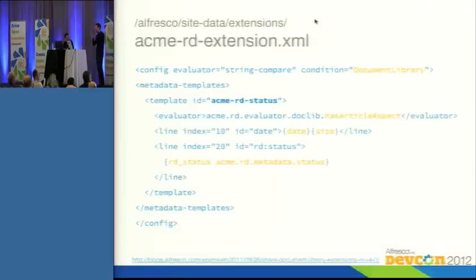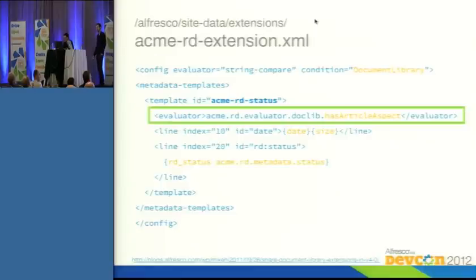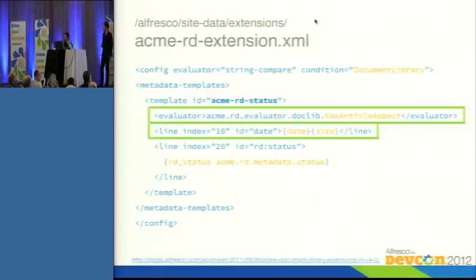Okay, so now we have the indicator. Now we're going to specify the metadata template. Once again, we're saying that this metadata template should only be used if the document is an article, in other words, has the article aspect. If it has, then we would like the following lines to be displayed underneath the title inside the document library. So first we're saying, let's display the date of the document, and let's display the size of the document. So date and size here are actually metadata template renderers that exist in the document library, out of the box. If you want to, you can register your own.